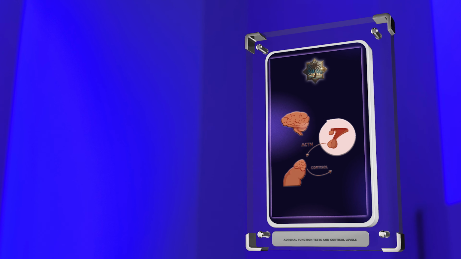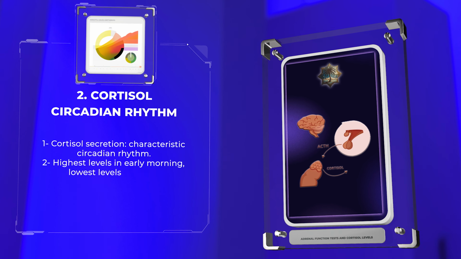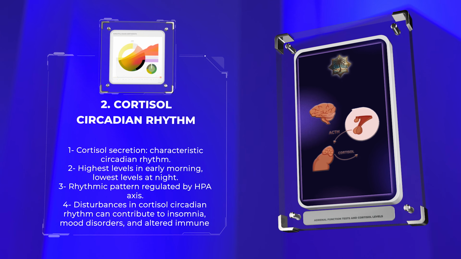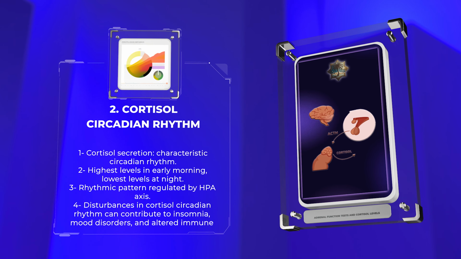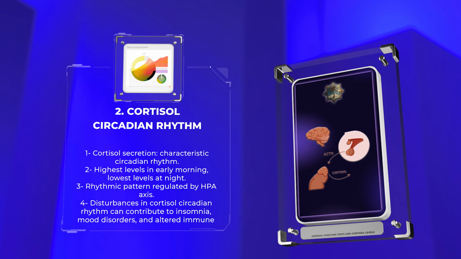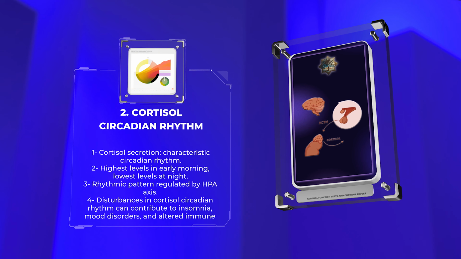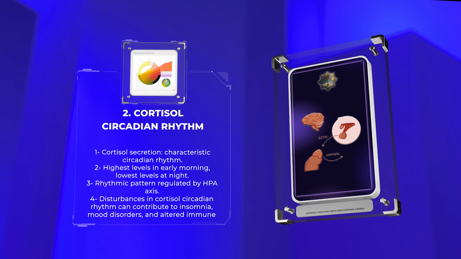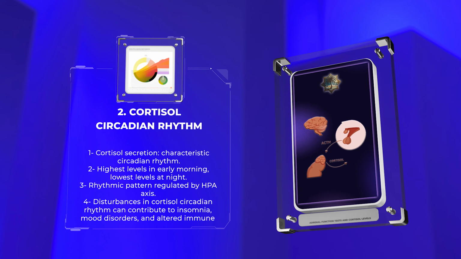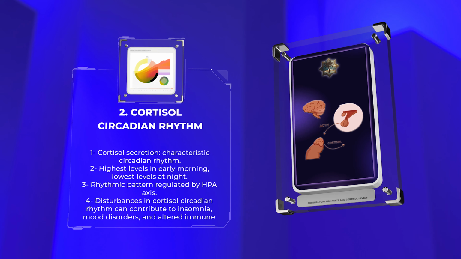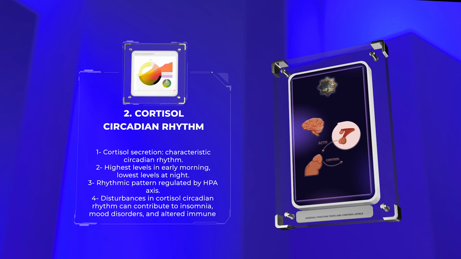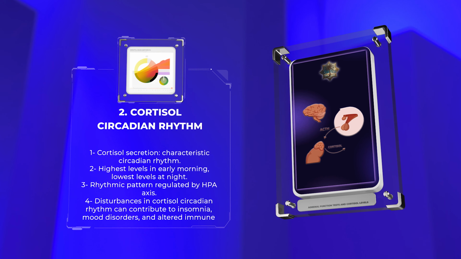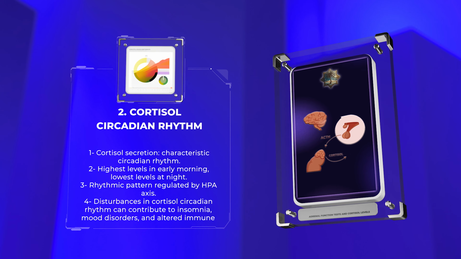Cortisol secretion demonstrates a characteristic circadian rhythm, with the highest levels typically observed in the early morning and the lowest levels during nighttime. This rhythmic pattern is regulated by the hypothalamic pituitary adrenal (HPA) axis, which coordinates the release of cortisol in response to various stressors. Disturbances in cortisol circadian rhythm can contribute to conditions such as insomnia, mood disorders, and altered immune function.